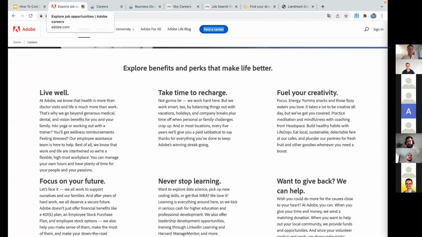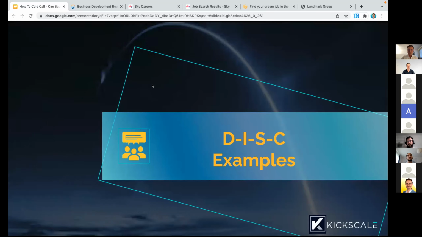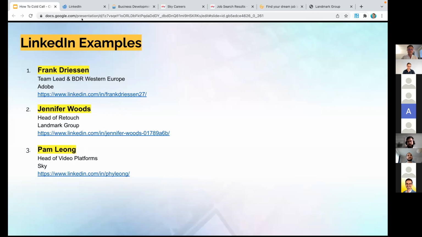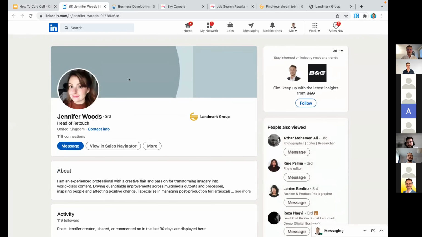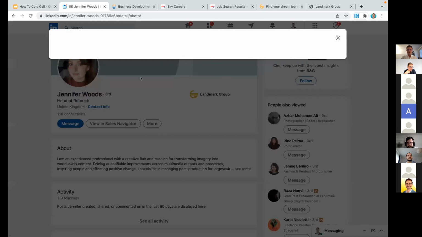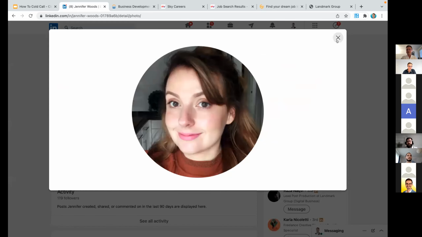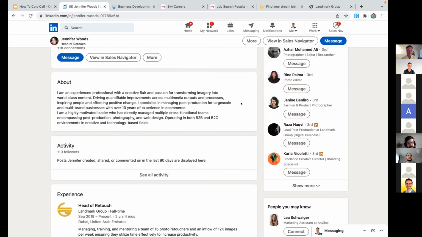Okay, then maybe let's try another one. Let's try Jennifer. So Jennifer would be probably an interesting prospect for companies which offer photo editing tools or any kind of photo retouching. If you look at Jennifer, she looks also really nice and open, I would say. And now let's look at her description. You can already see one keyword here, creative. So she's creative, and she has a passion for something. That's also a really nice indication.